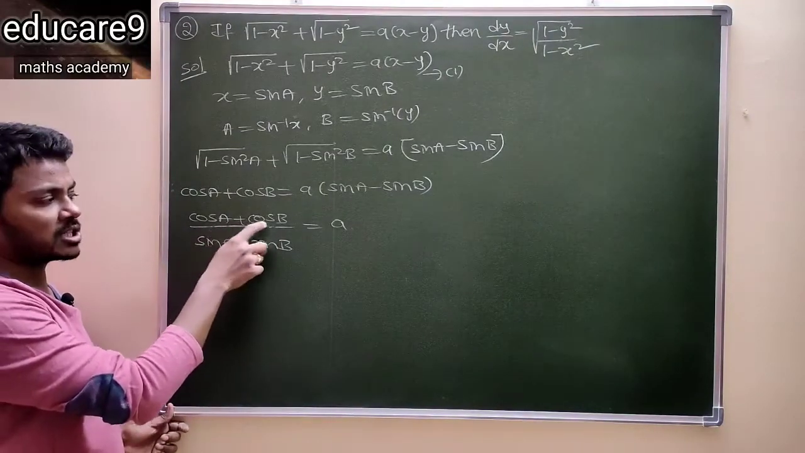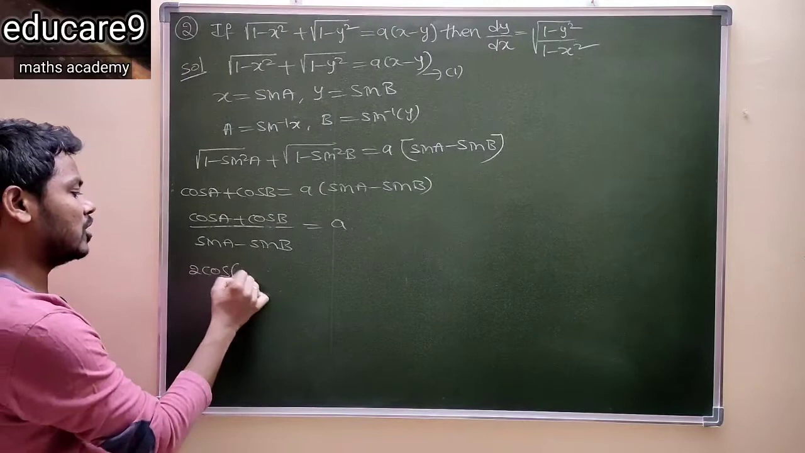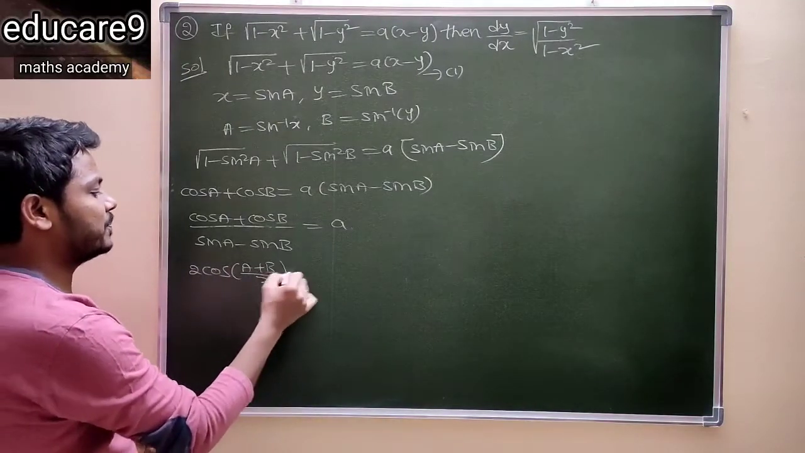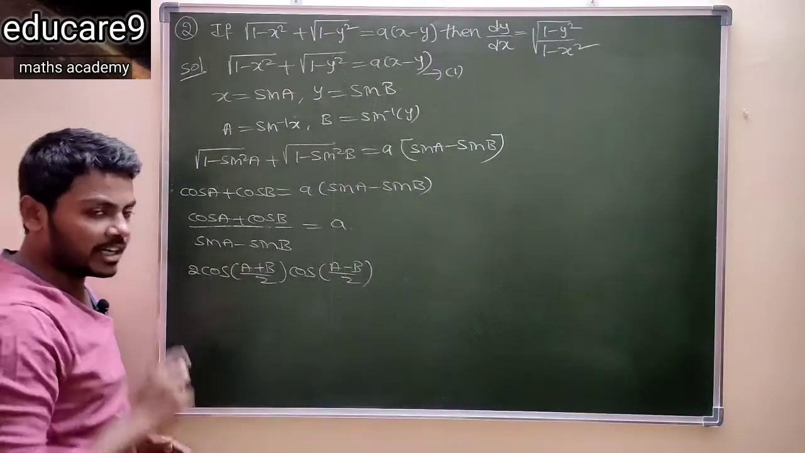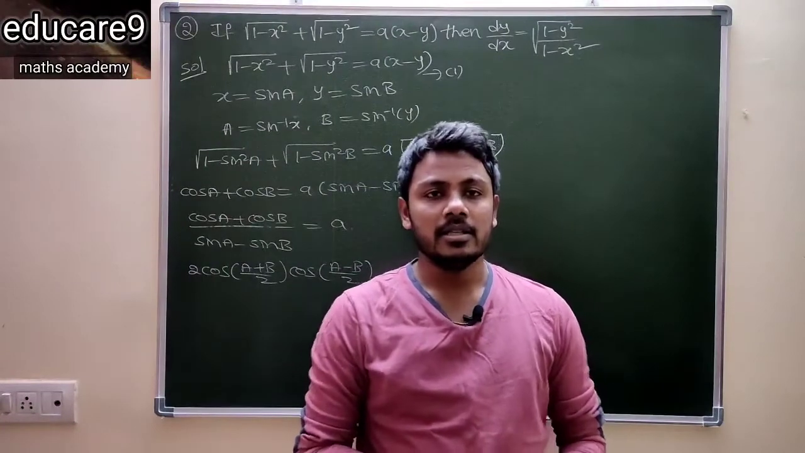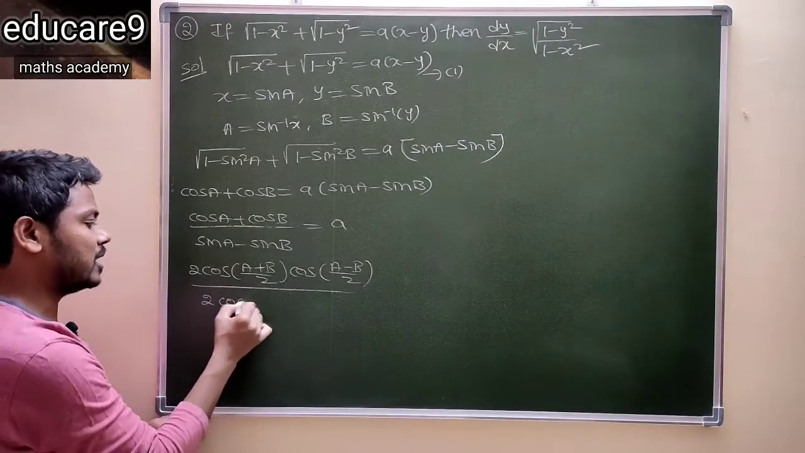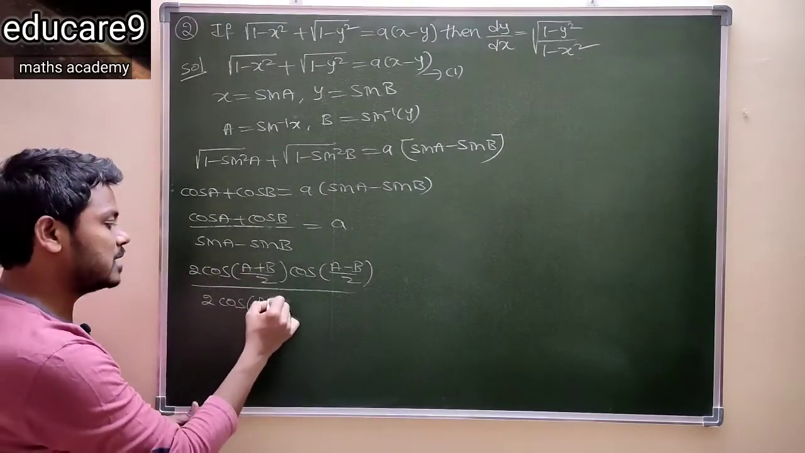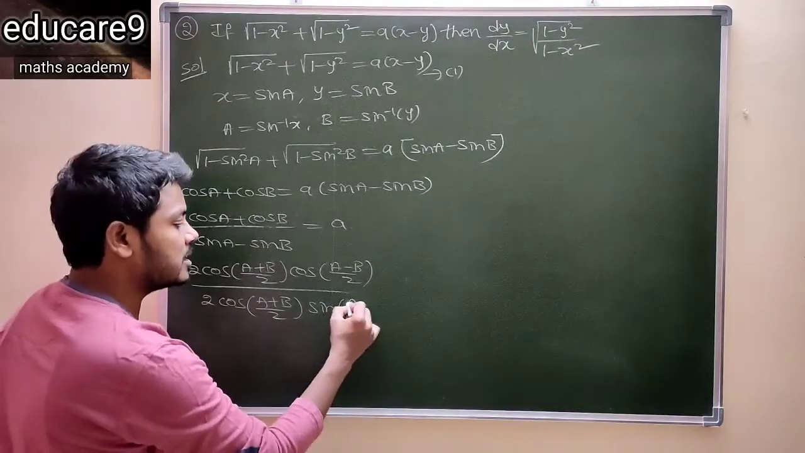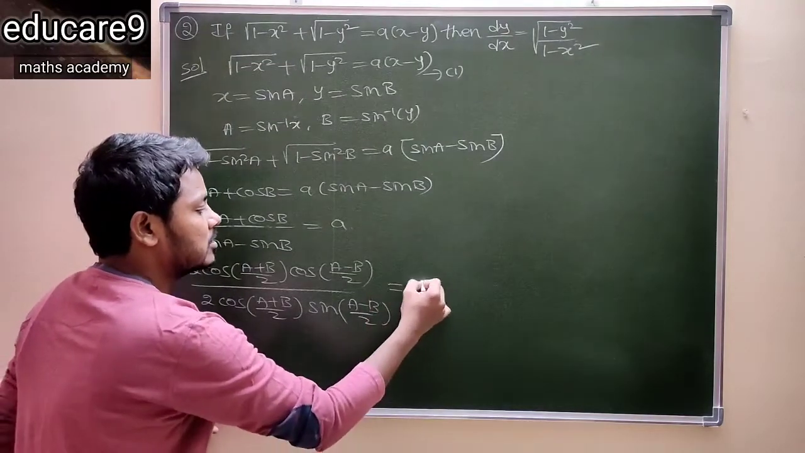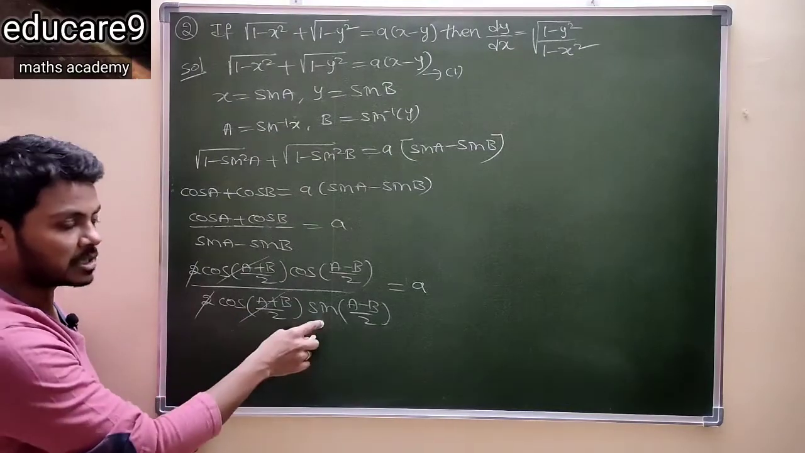So clear it in the form of cos c plus cos d. We have to apply the cos c plus cos d formula, that is 2 cos (a plus b) by 2 cos (a minus b) by 2. Again the denominator is in the form of sin c minus sin d. The sin c minus sin d formula is 2 cos (c plus d) by 2, that is (a plus b) by 2, sin (c minus d) by 2, that is (a minus b) by 2. So 2 gets cancelled, cos (a plus b) by 2 gets cancelled. Cos by sin, cot.